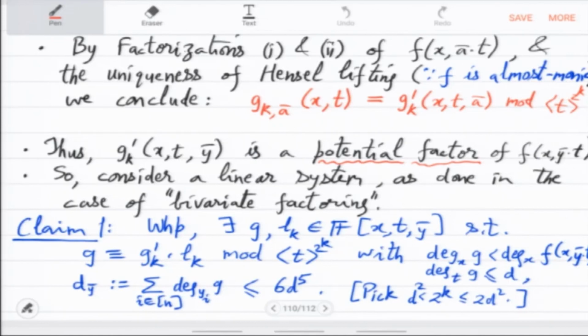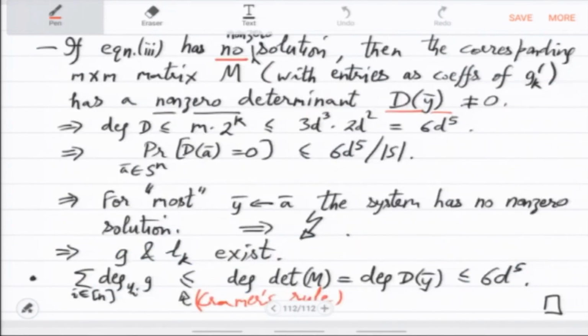So first the claim 1 is saying that there will be a polynomial g with limited degree, which is a multiple of gk prime. Okay, that we have shown. So the way we showed this is by saying that, well, there is a g for random fixings of y bar, hence there is also a g for formal y bar. So once we get this g, now the next step will be taking its GCD with f.